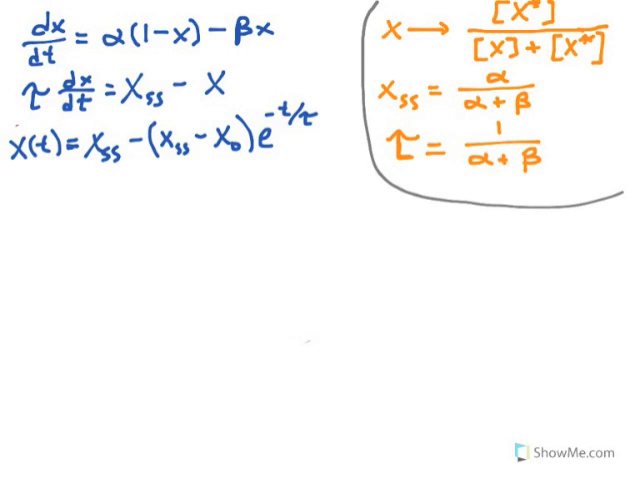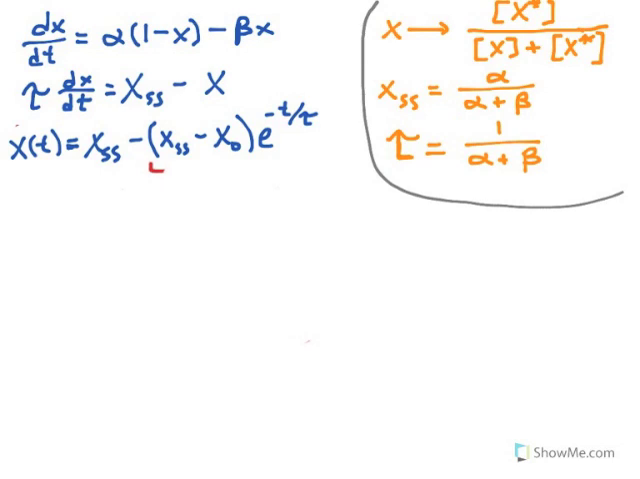So we can see that as t approaches infinity, then this term here will approach 0, because this exponential here is going to approach 0. And that means that x is going to approach the steady state value of x. So that makes complete sense. Okay, so that's a good intuition that makes sense to us.